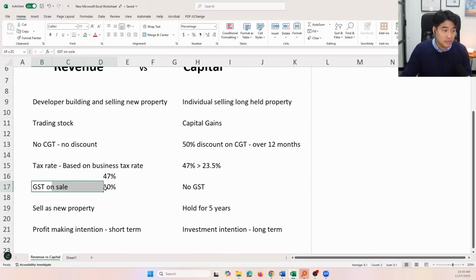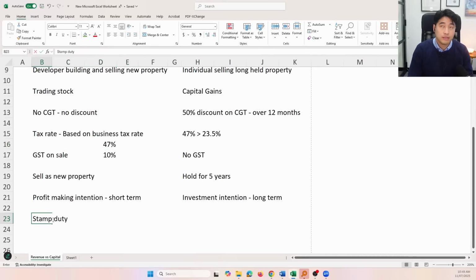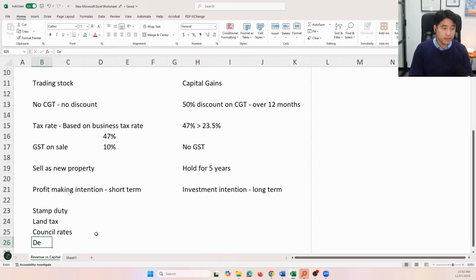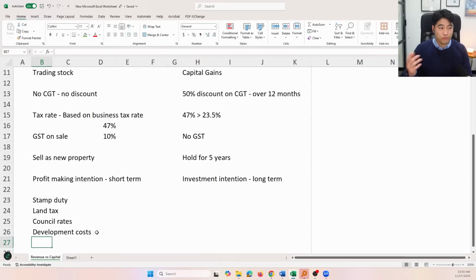And there's not just GST and income tax. There's stamp duty, because you have to pay stamp duty to change over and buy the property. Then you also got land tax, and land tax is like a state tax that gets charged on the property holder as at 31st of December. Then you also got council rates. You've got development costs, and then a whole bunch of other probably red tape that you have to pay for that to work.